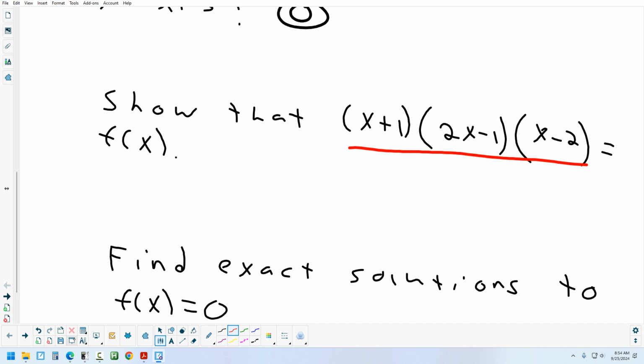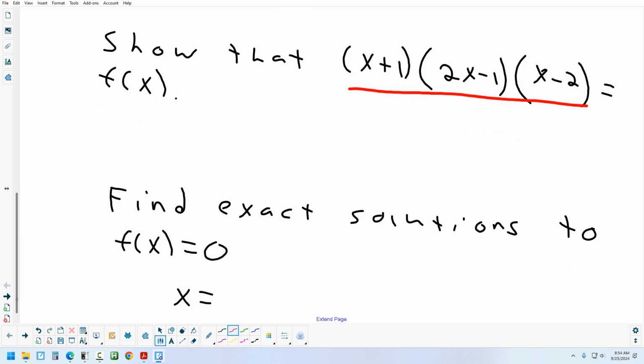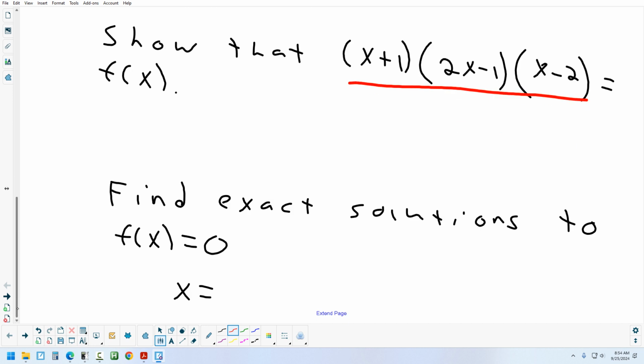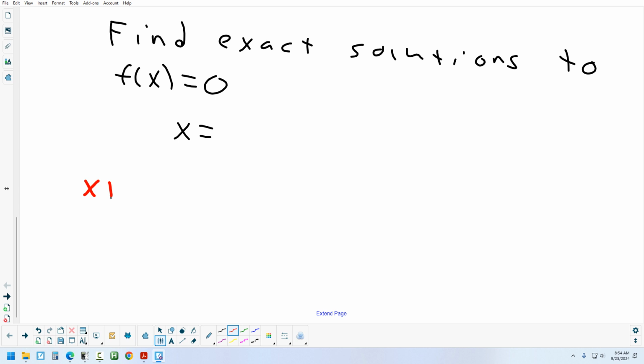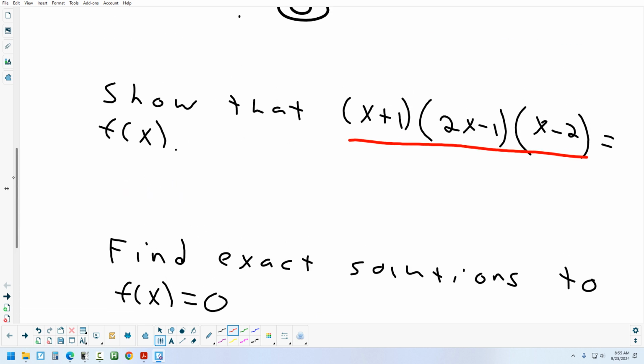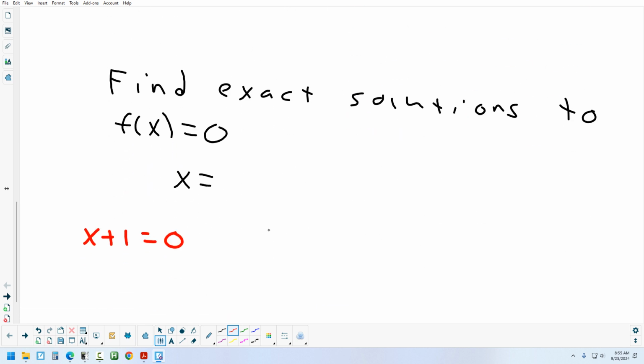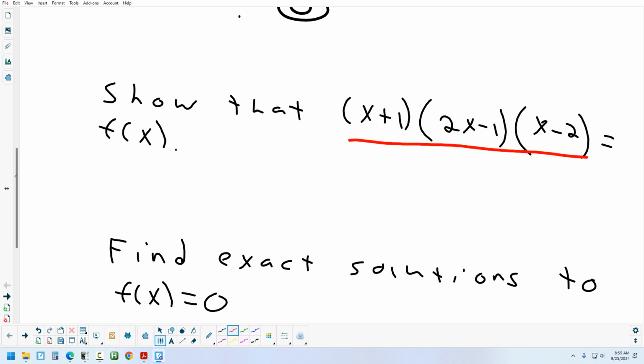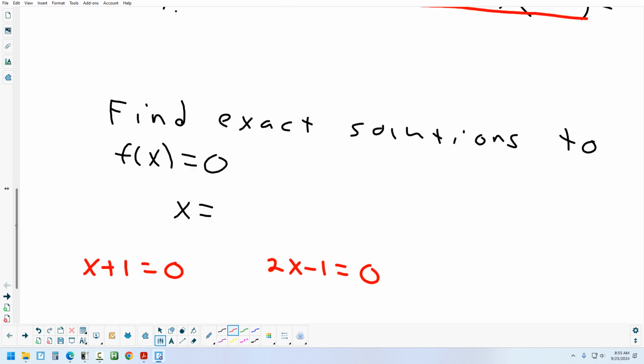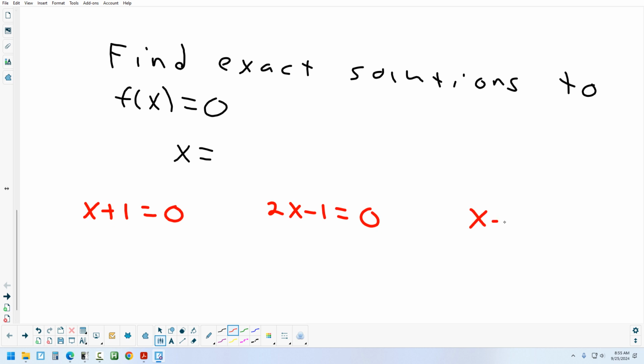But what I want to do is take each one of those factors and set them equal to 0, one at a time, and show you what happens. So let's take the first factor, set it equal to 0. Take the second set of parentheses, set it equal to 0. And take the third parenthesis and set it equal to 0. And let's solve each one of them.